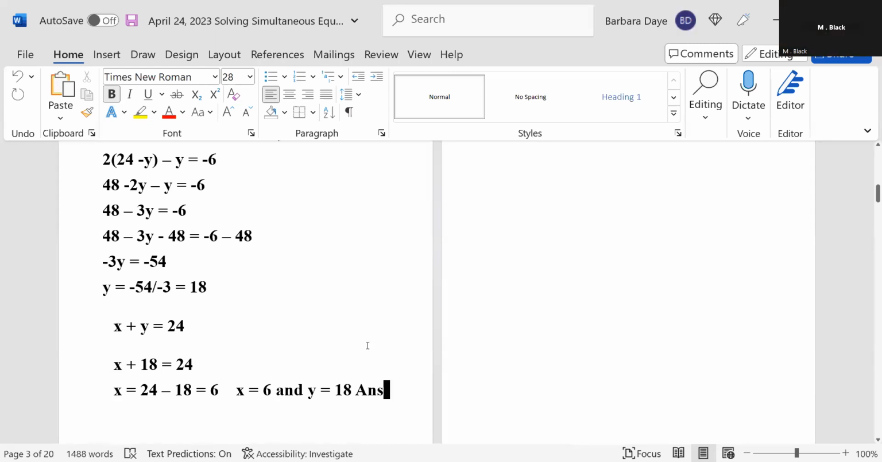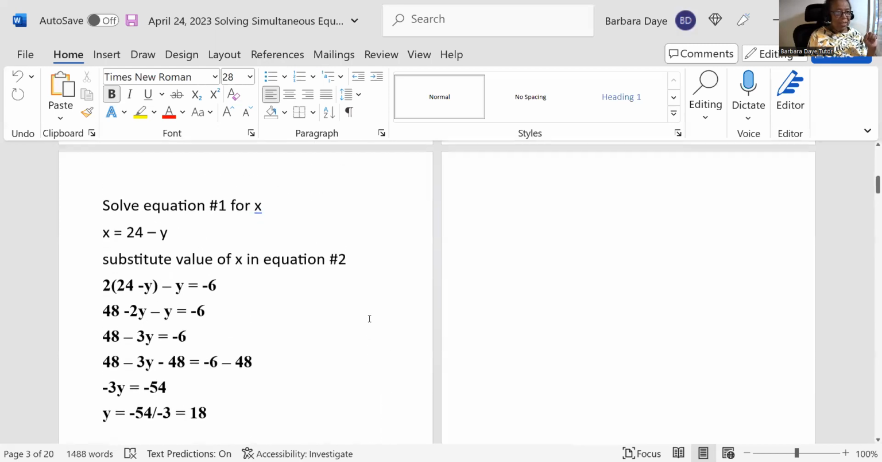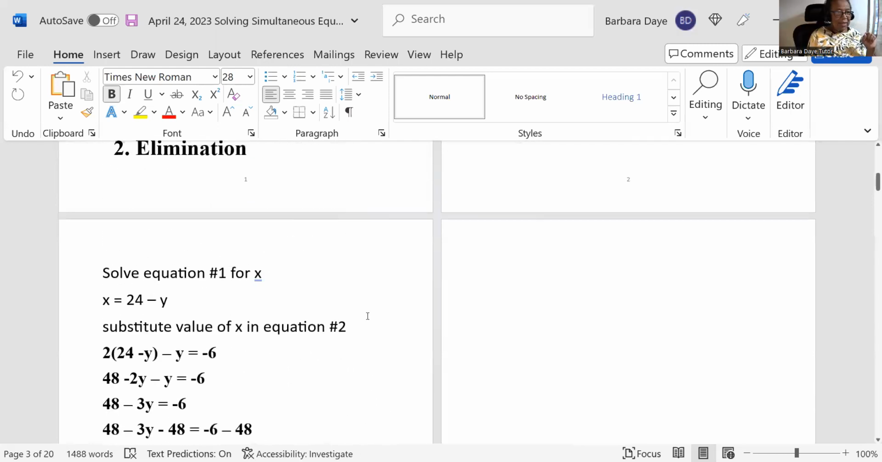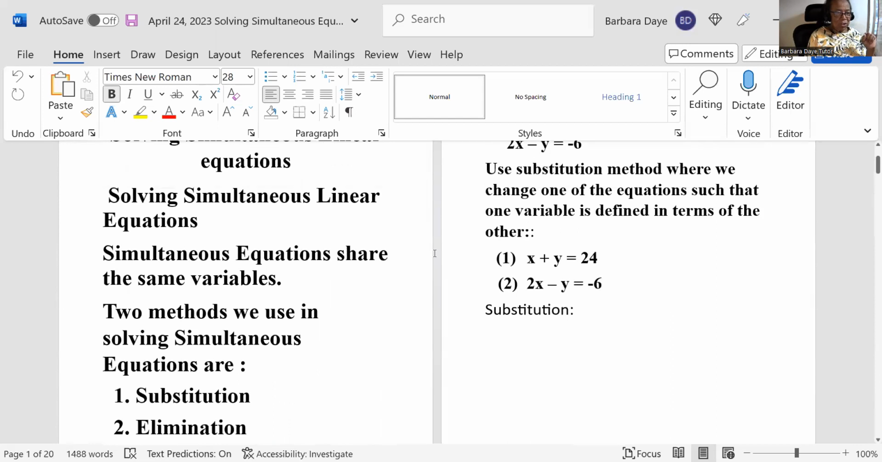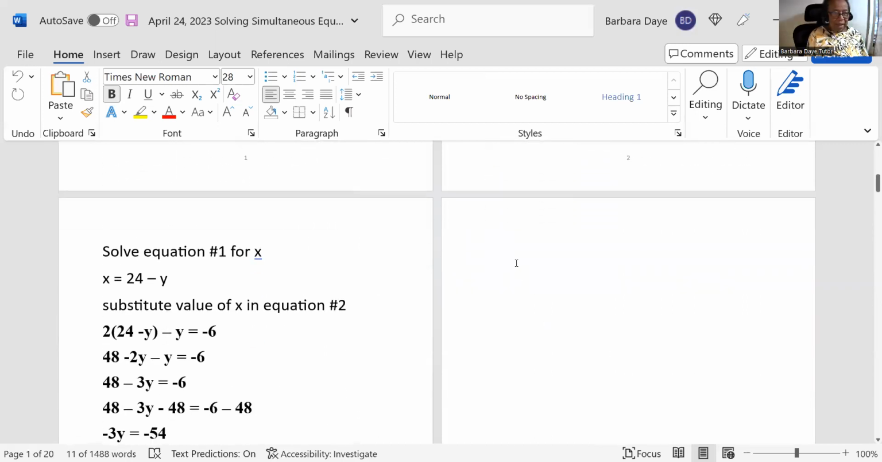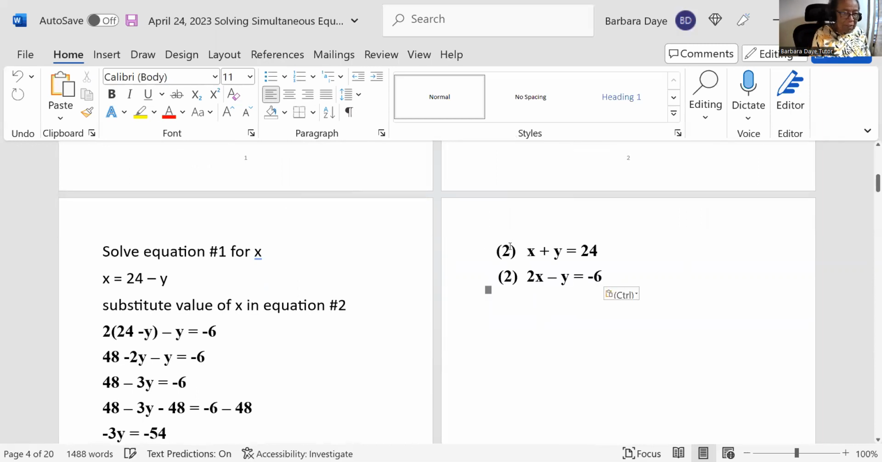This is a long one, and there is a shorter way that it can be done. That's using substitution. Now, you may want to use elimination, because elimination is fewer steps. That was substitution. Now let me go back to these two equations and we'll do the elimination method. You're going to decide which way you want to go when you're solving these.